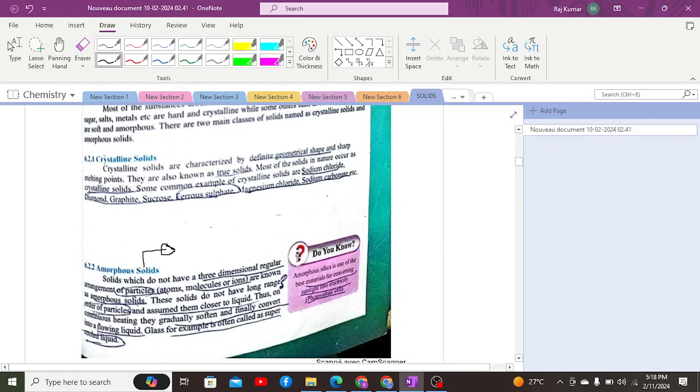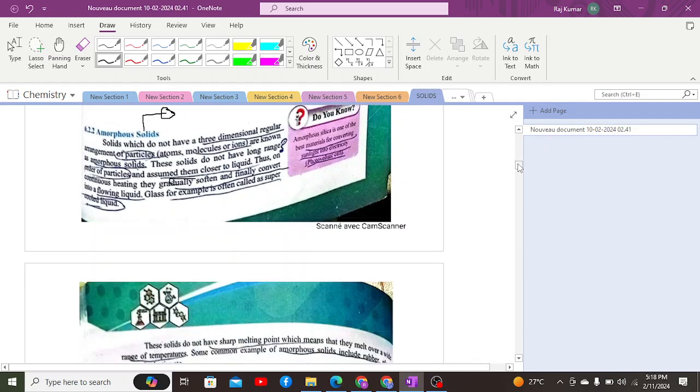When it comes to amorphous solids, they do not have a three-dimensional regular arrangement of particles. Pseudo solids do not have a long range order of particles and are closer to liquids, such that on continuous heating they gradually soften and convert into a flowing liquid. One more thing: these are not having a fixed melting point. They can be melted over a range of temperatures rather than a fixed temperature.